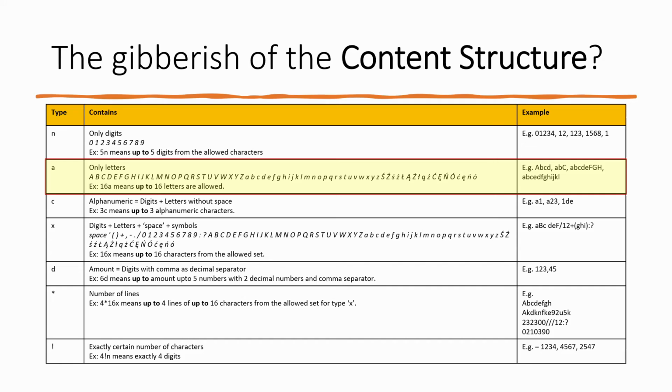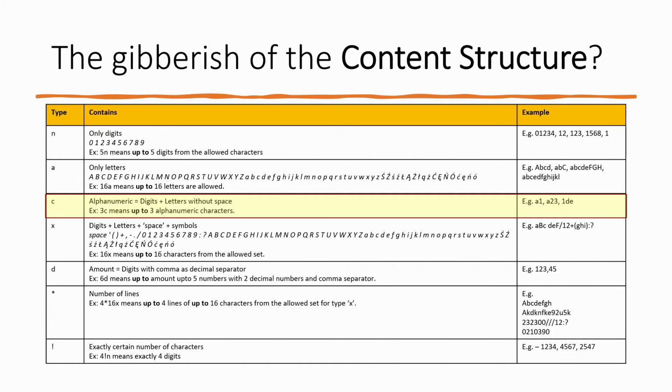Now the content ID A represents that the tag will allow only alphabets. For example, if it is mentioned as 16A, the tag will allow up to 16 alphabets. These 16 alphabets include all the English alphabets, both capital as well as small, and also other Latin alphabets, which you can see here.